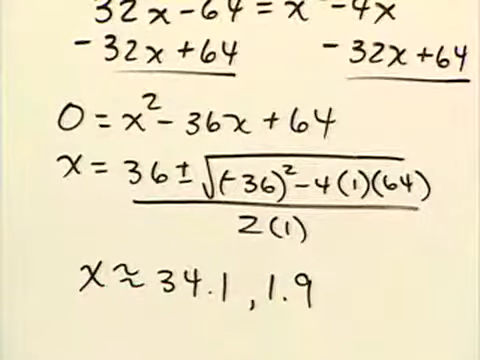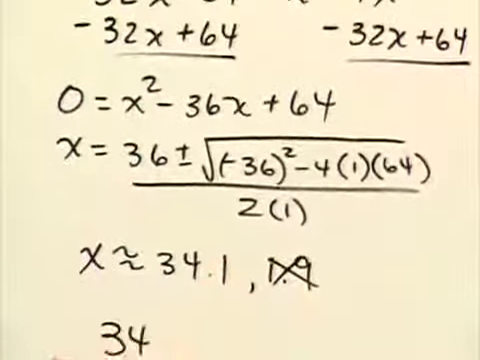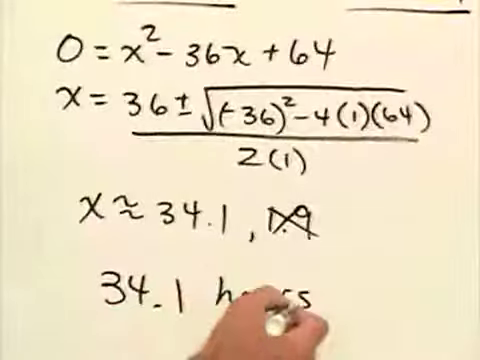Now, if we think about the context of the problem, there's no way that Rupert can roof the whole house in 1.9 hours since it took both of them 16 hours to do the total job. So we can disregard this solution and assume that it'll take Rupert 34.1 hours to roof this house.